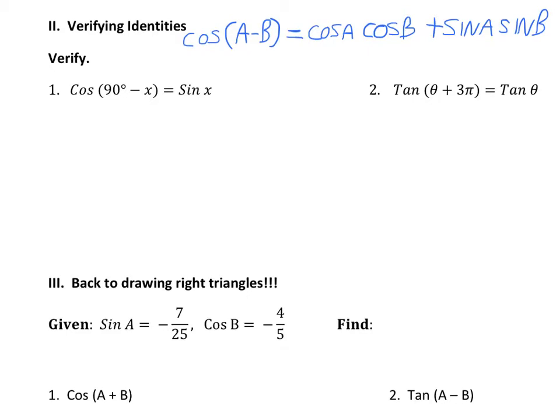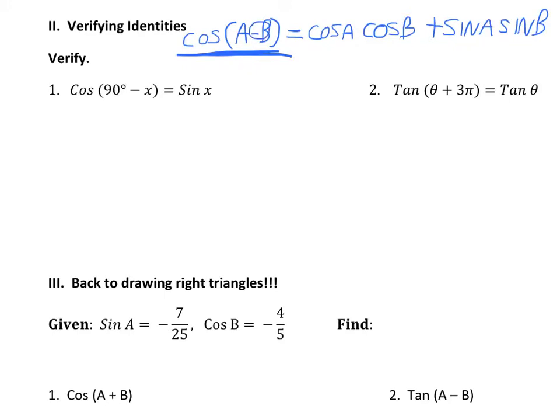Okay, all right. For this video, I'm just going to go over number 1 in the verifying identities section. This one, we're going to basically work with the left side and try to prove that it equals sine of x. And the only way to do this is to use the sum and difference formula for cosine. You can see I already have it here, cosine of a minus b. And this is the formula.